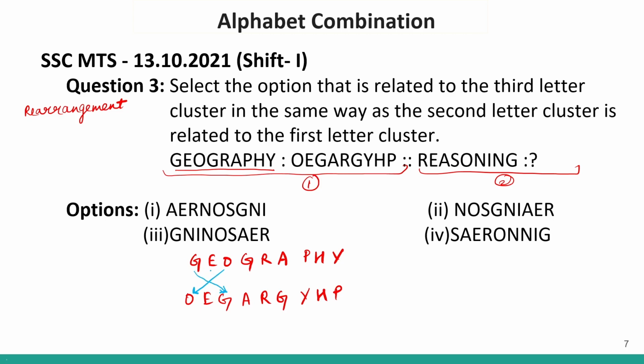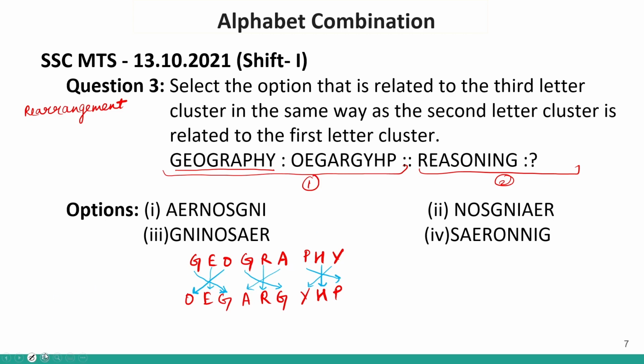G has come in this place, E has remained in the same place. Over here I can see A has come in this place, G has come in this place and R has come in this place. Similarly, Y, P and H. So basically every 3 letters have been crisscrossed, right? So first we will divide it into 3 different parts and then we will do this arrangement.